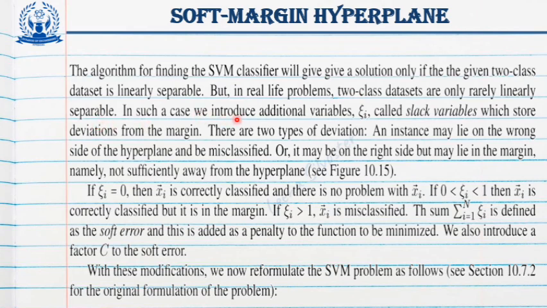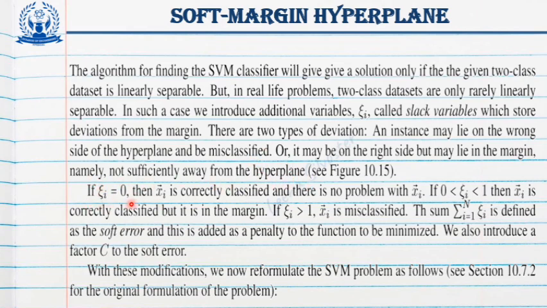So in those cases, we introduce additional variables, eta, called slack variables, which store the deviation from the margin. There are two types of deviation. An instance may lie on the wrong side of the hyperplane and be misclassified. Or it may be on the right side but lie in the margin, so it is not sufficiently away from the hyperplane.